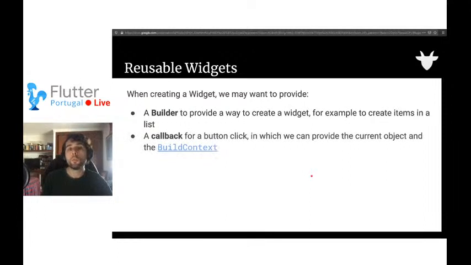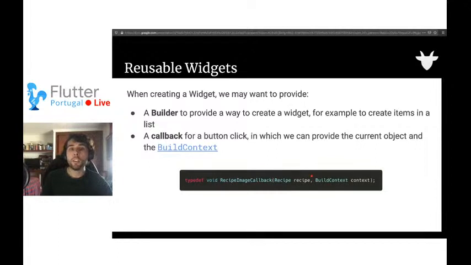Or we may want to provide a specific callback to the button. Each time that we click on a button or on an image, we want to reference both the image and the context so that we can display the correct detailed screen. We can easily do it by using the typedef, in which we declare a name for our function, we declare all the parameters that we are going to use, and we declare the return type. And we are going to use this as we use any other parameter in our widgets, such as strings and integers.